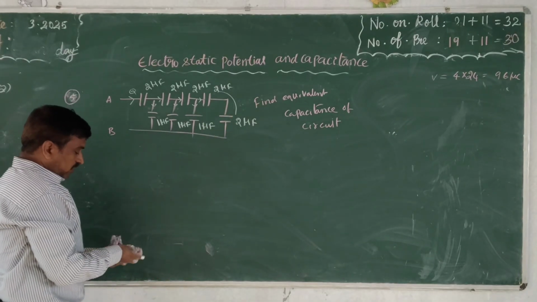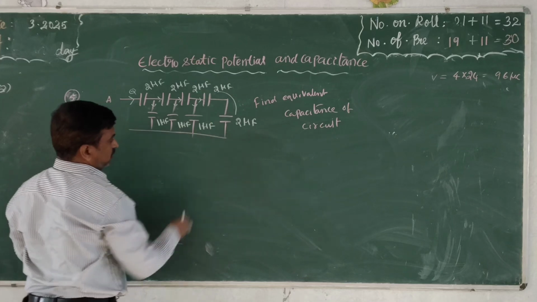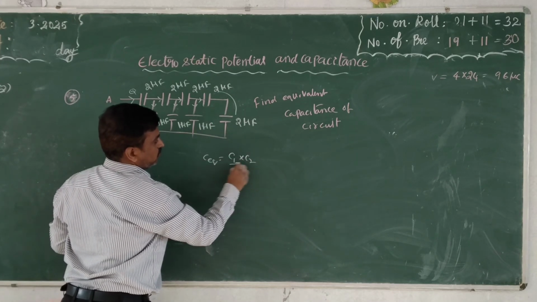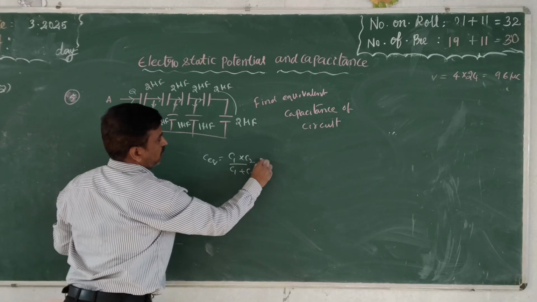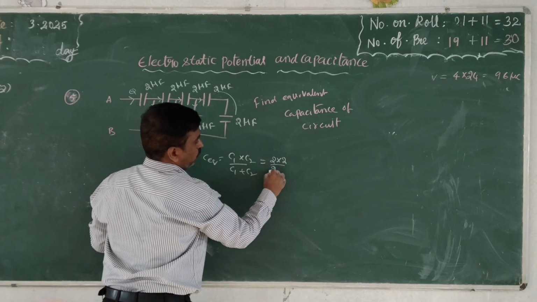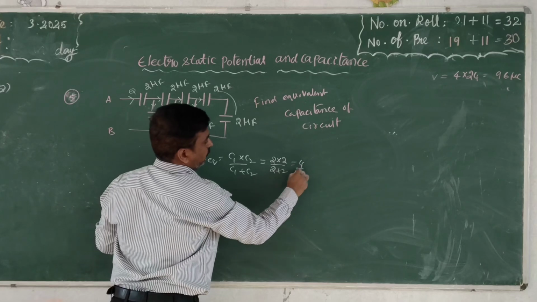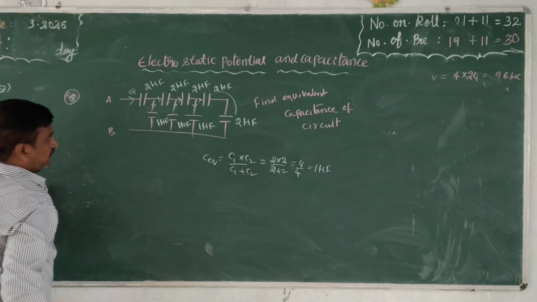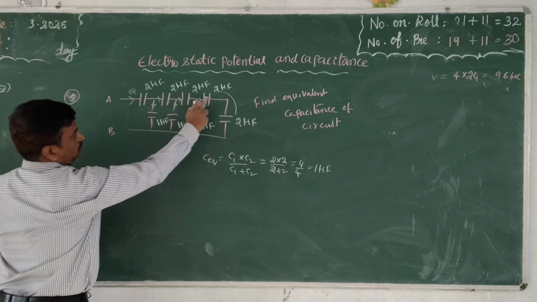For series, what is the formula? C equivalent equals C1 C2 by C1 plus C2. Here C1 and C2 are 2, so 2 into 2 by 2 plus 2. What do we get? 4 by 4, which is 1 microfarad. So this resultant I write here.